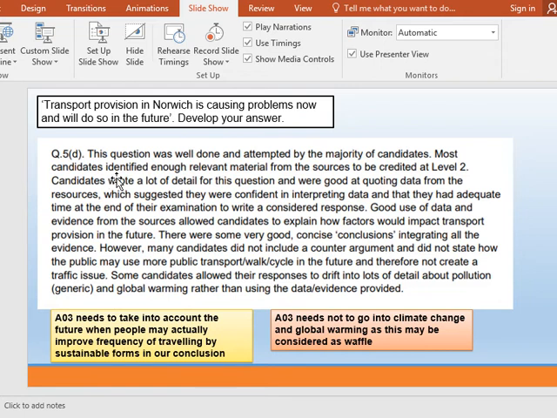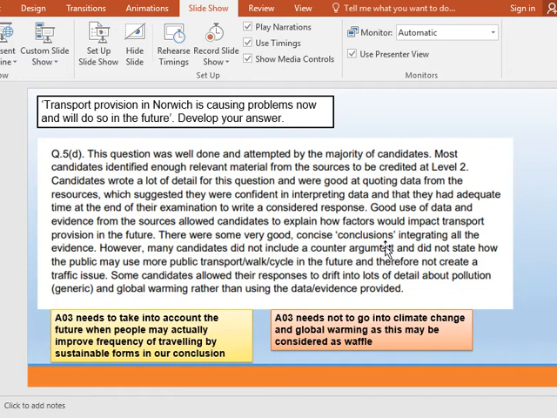Okay, so some of the examiner report comments for this question, where we're asked to discuss transport provision. The question was well done and at a level 2 standard for the majority of candidates. Candidates wrote a lot of detail for this question and were good at quoting data. But one of the problems was that despite them being confident interpreting data and having adequate time at the end of their examination to write their considered response, they did not consider all of the possibilities, and they did not focus on the potential for future changes and future sustainability of the transport network and transport provision.